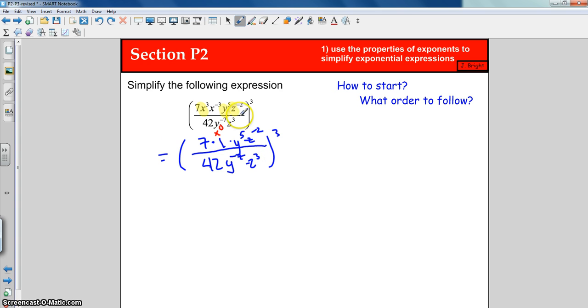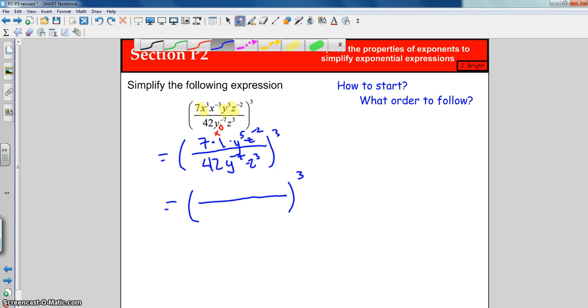Okay, so now what do I do next? I need to look between the numerator and denominator. Alright, so I still have the cube out here. I have division. Okay, now I'm first going to look at the 7 and 42. Well, what happens when I do that? Well, that becomes a 1 and a 6. Okay, and I have multiplication.